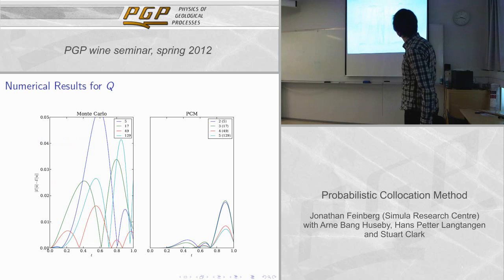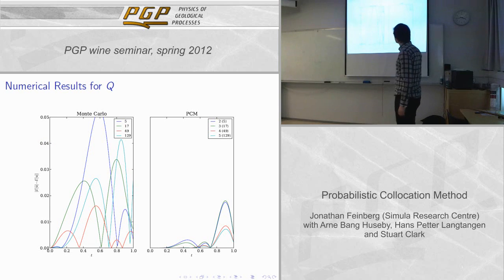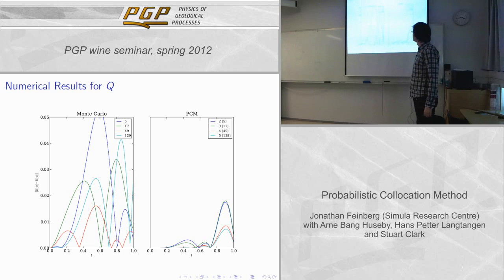That's a little bit about the P. Now let's look at the Q. Here what I've done is compare the probabilistic collocation method with the Monte Carlo method. I've chosen my parameters to be 2, so a polynomial of order 2, 3, 4, and 5. The method then basically calculates how many collocation nodes it requires. In this case, 5, 17, 49, and 129.